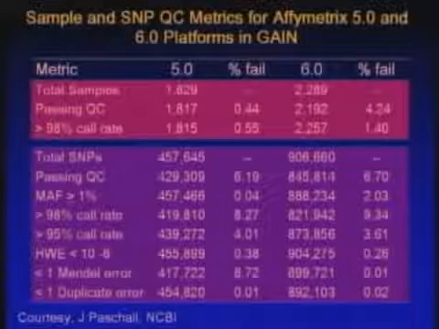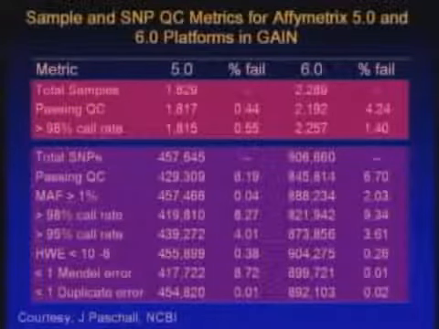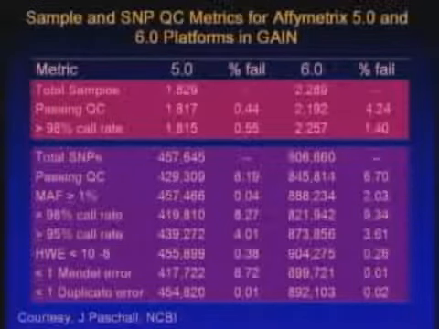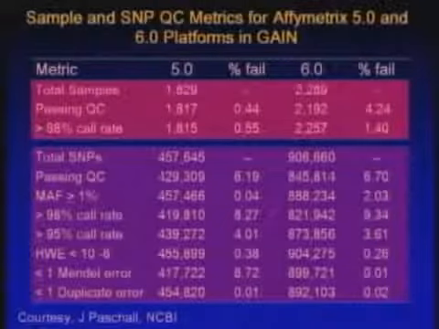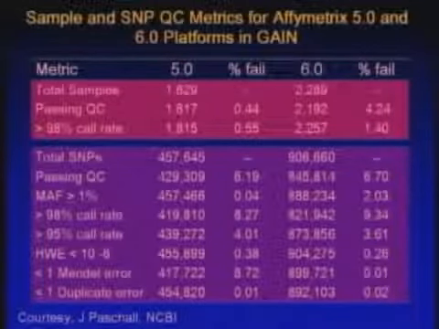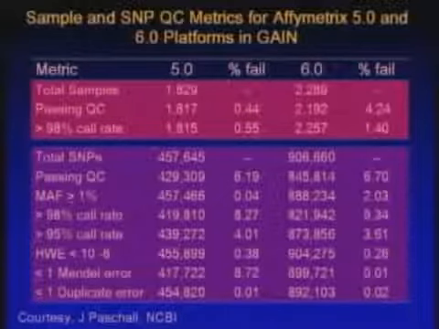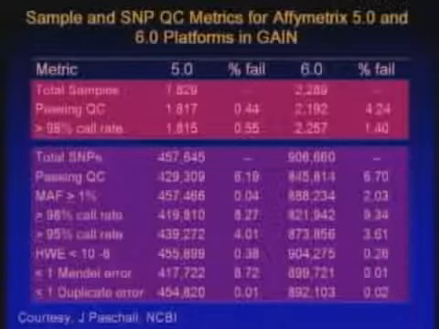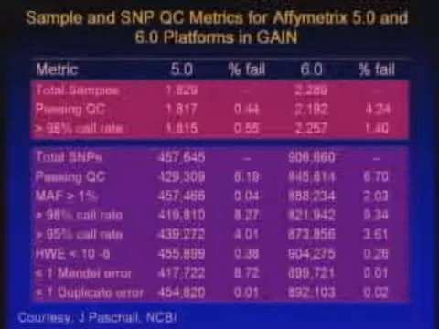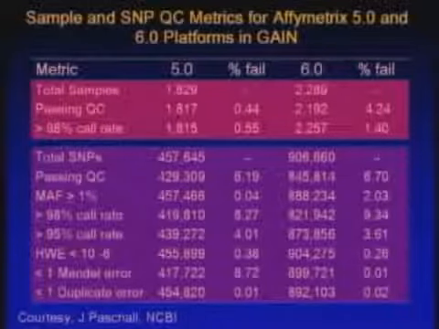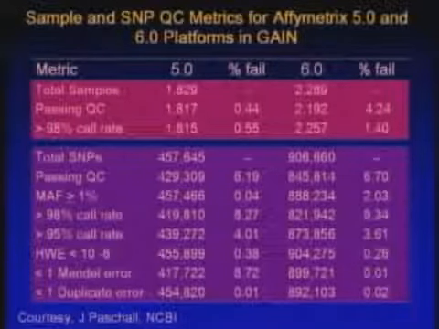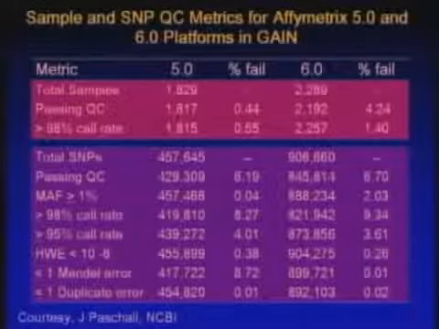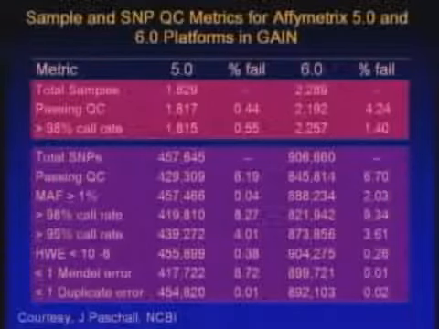And then looking at the SNP by SNP quality, data quality information, again, about 500,000 and about 1 million showing here. We dropped out about 6% of SNPs that did not pass QC. Only 0.04% of the 5.0 SNPs had a minor allele frequency of less than 1%, while in the much more dense platform, as you would expect, a larger proportion of them had less than 1% minor allele frequency. Greater than a 98% call rate, about 8% of the SNPs fell out on this metric, 9% on the 6.0 platform.